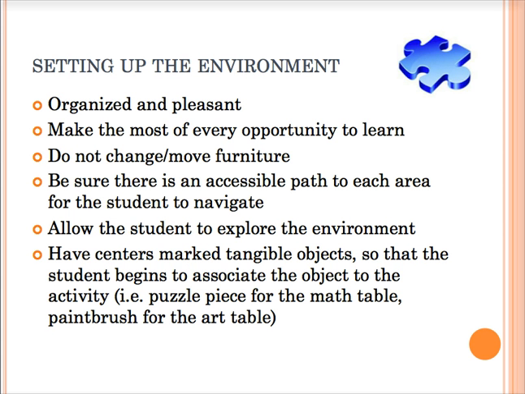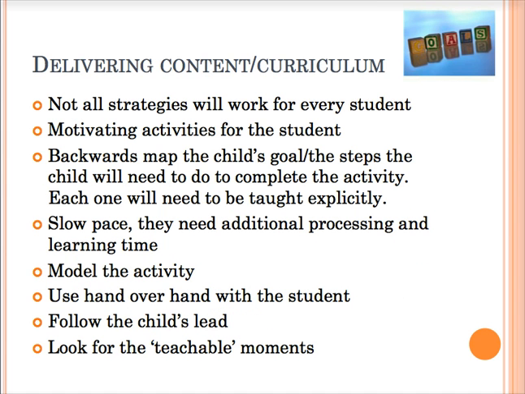Your classroom environment should have the following components to be successful for the student. It should be organized and pleasant. It should make the most of every opportunity to learn. Remember not to change or move furniture often. Be sure there's an accessible path to each area for the student to navigate. Allow the student to explore the environment, and have centers marked with tangible objects so the student begins to associate the object to the activity. For example, a puzzle piece for the math table or a paintbrush for the art table.